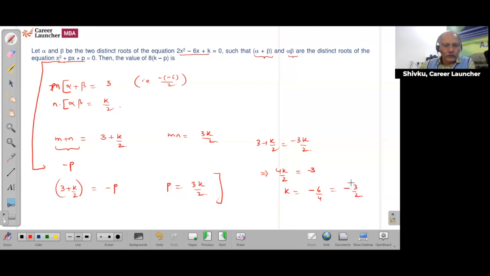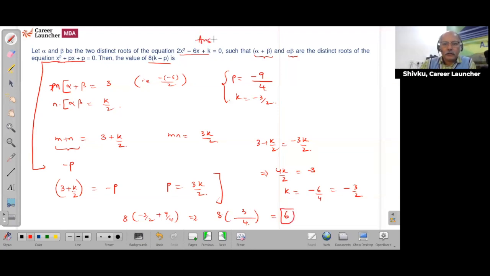So if k is equal to minus 3 by 2, p will be equal to minus 9 by 4. And that will give us 8 times (k minus p), right? 8 times (k minus p) is minus 3 by 2 plus 9 by 4, which is equal to 8 times, the denominator is going to be 4, the numerator is going to be 3. So the answer that you will get will be equal to 6. So the answer to this question is 6.